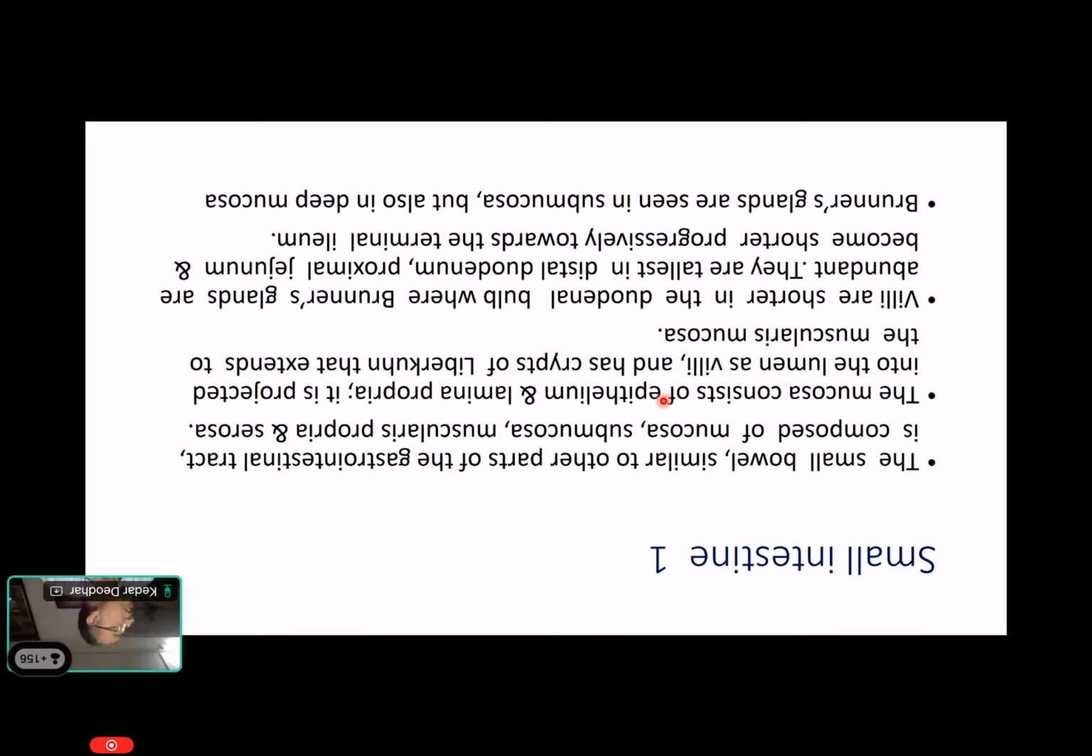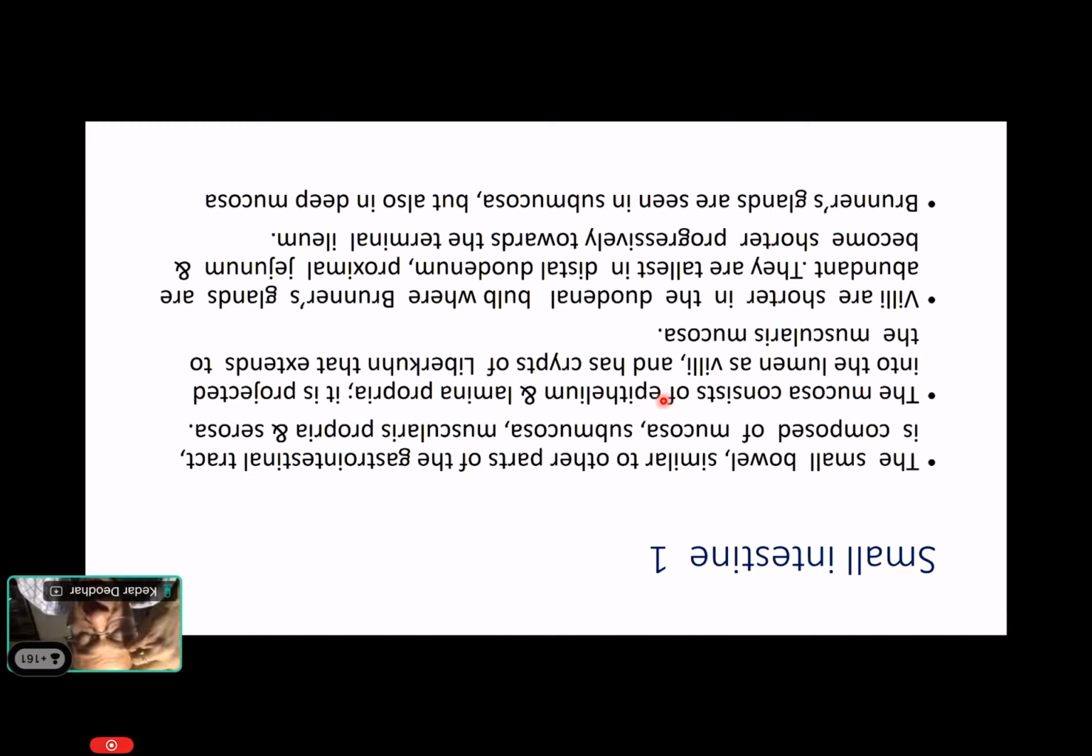Coming to a little bit of small intestine. The normal part, again, has mucosa, submucosa, muscularis propria, and serosa. The mucosa again contains epithelium and lamina propria, and it's projected into the lumen as villi, and they have crypts of Lieberkühn that extend into the muscularis mucosa. Villi are shorter in the duodenum, duodenal bulb, and Brunner's glands are bundled. Brunner's glands are tallest in the distal duodenum and proximal jejunum, and become shorter or thinner in the terminal ileum. They are progressive towards the terminal ileum.